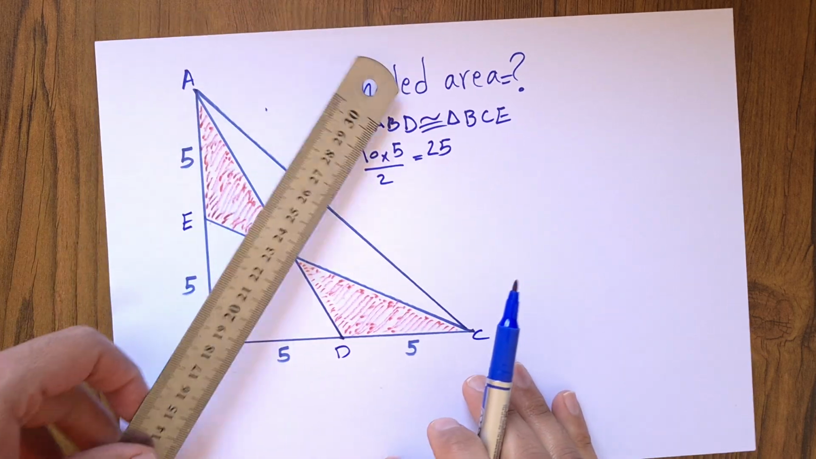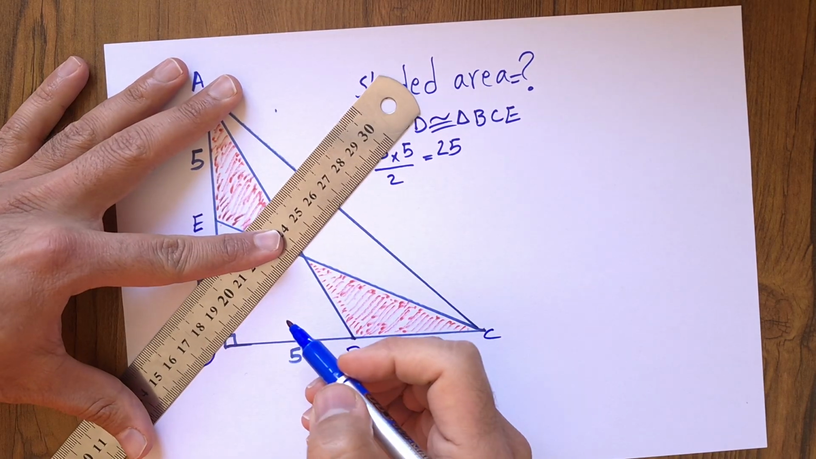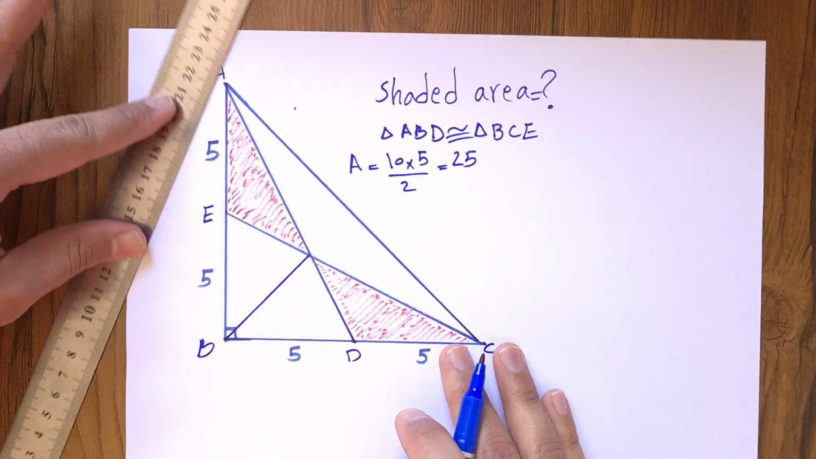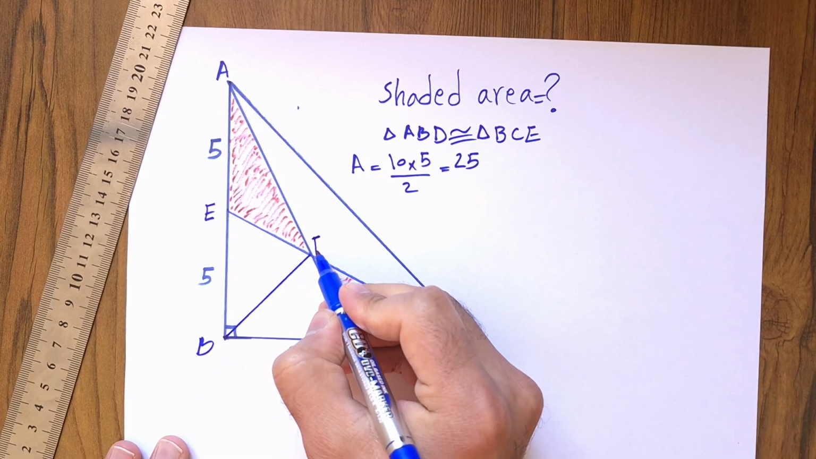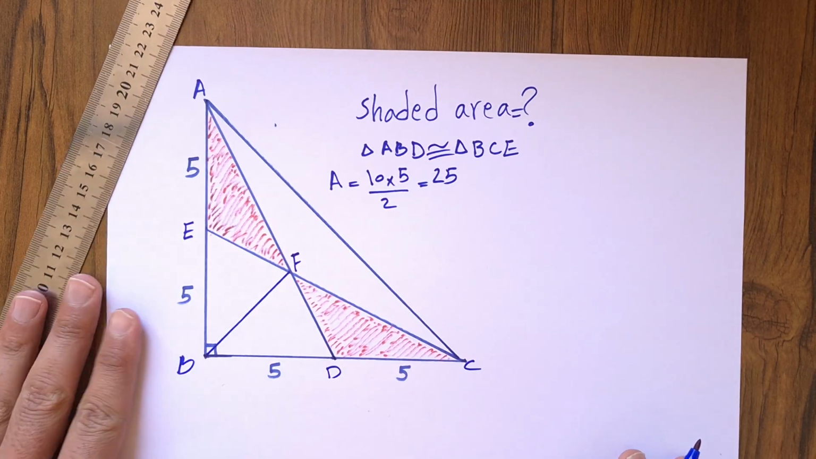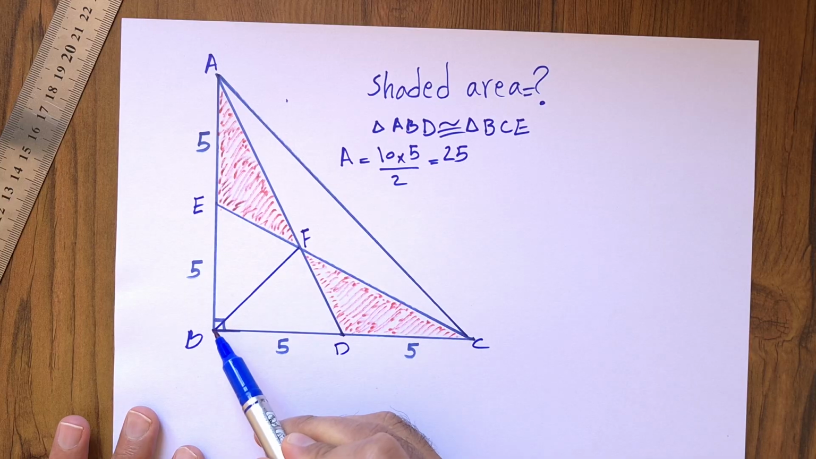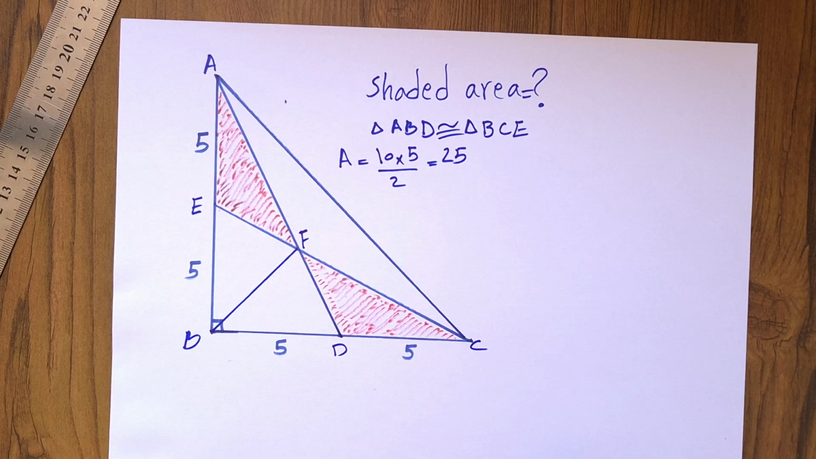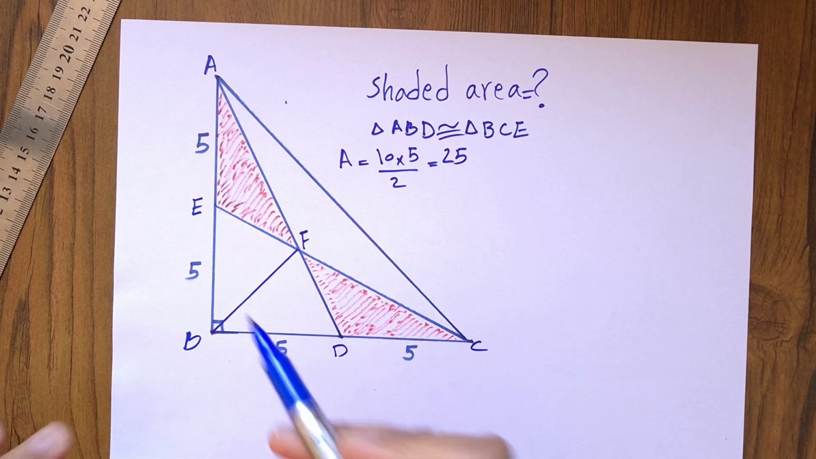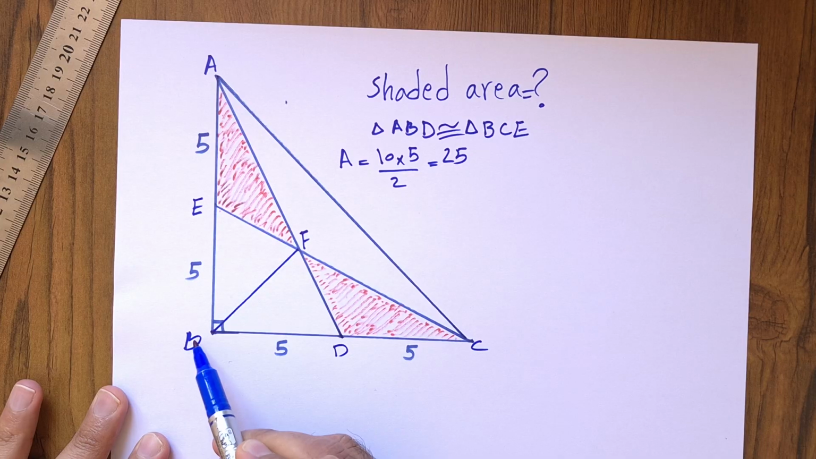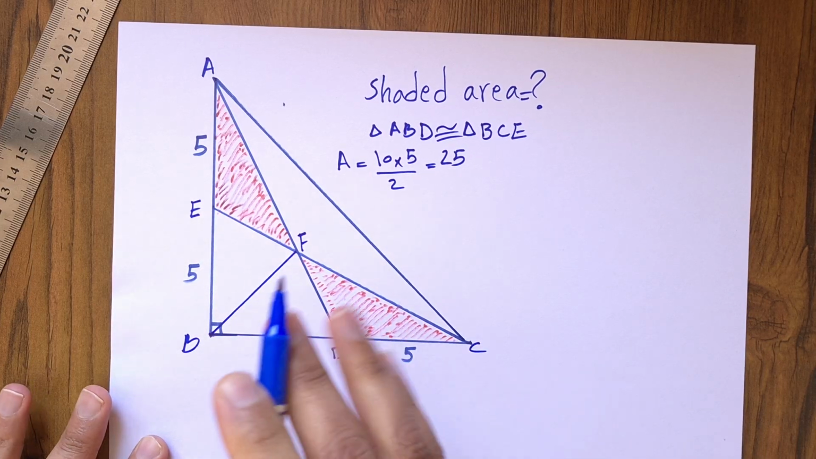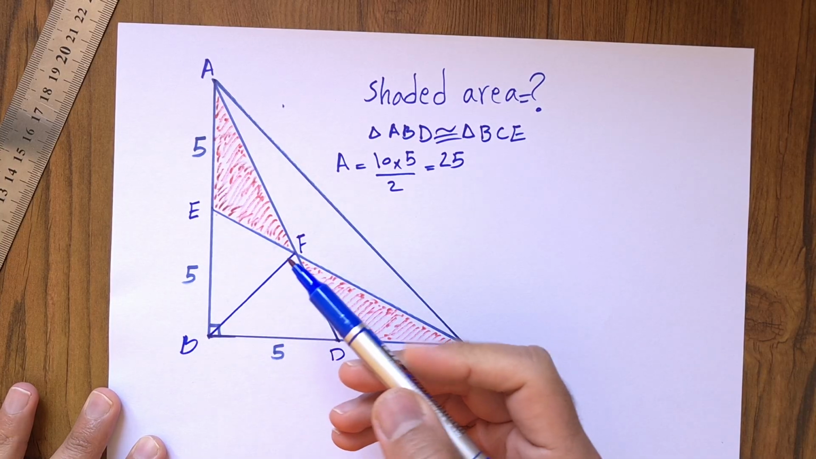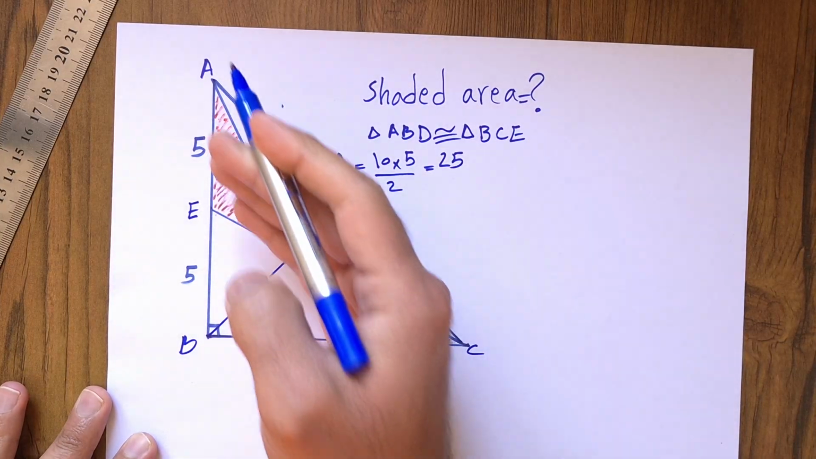They are congruent triangles. So let me just draw a line from this vertex of the big right triangle to this intersection point here, and let's name it F, for example. Now let's focus on this area, BEFD. This is an area here, and this area is shared among these two triangles.